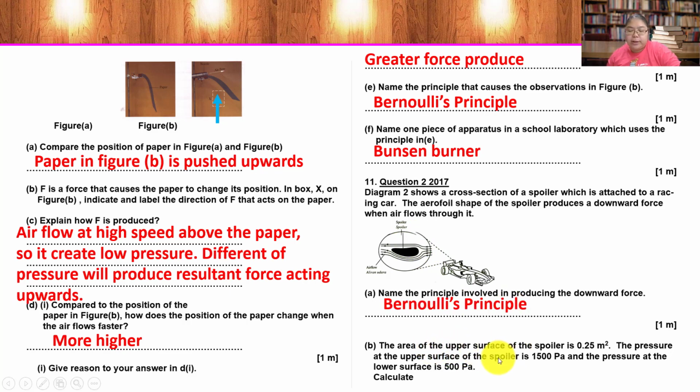The upper surface of the spoiler is 0.25. The pressure acting on the upper surface of the spoiler is 1500 Pascal. Then the pressure at the lower surface is 500. So that means the pressure on the upper part is higher. They will push, and then they will go downwards.